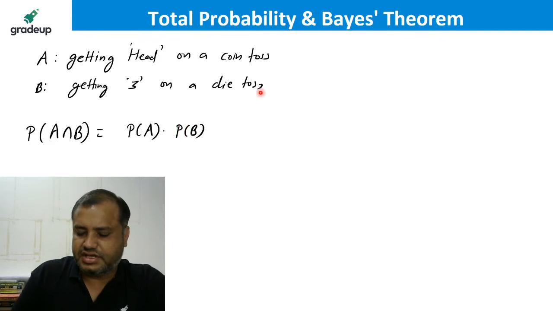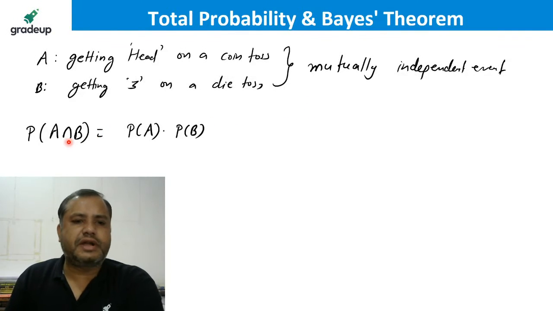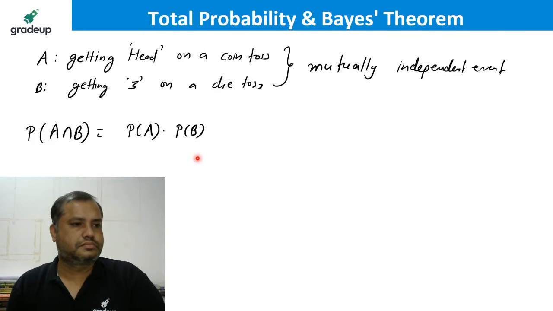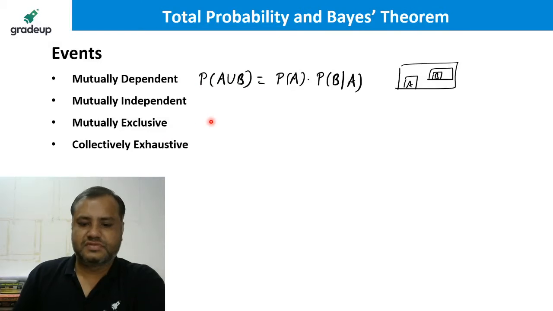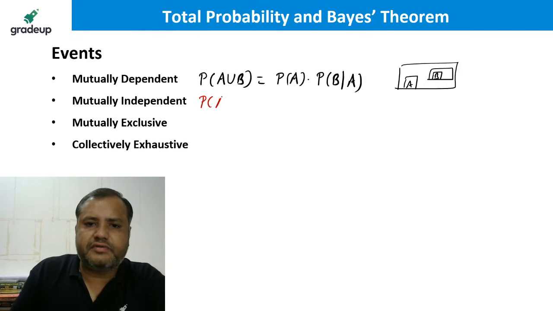Remember this. So this is mutually independent events. So in case of mutually independent events, joint probability will be P of A into P of B. In case of mutually independent events, joint probability of A and B, that is probability of A intersection B, will be P of A into P of B. Very important.